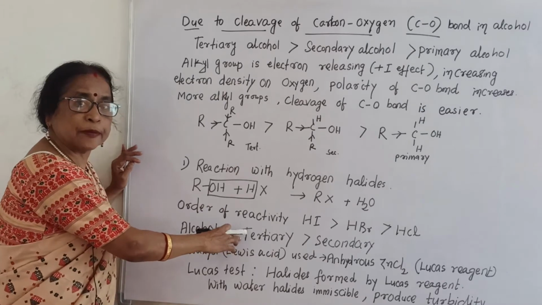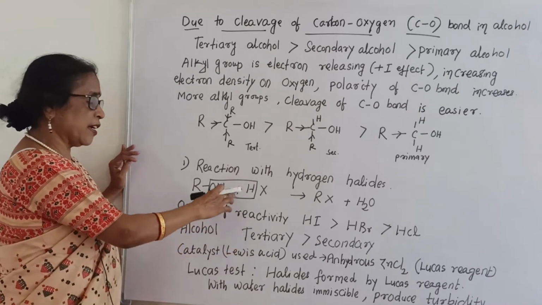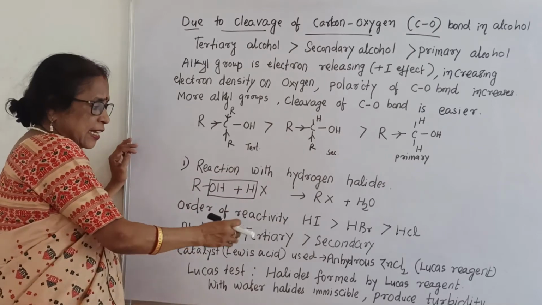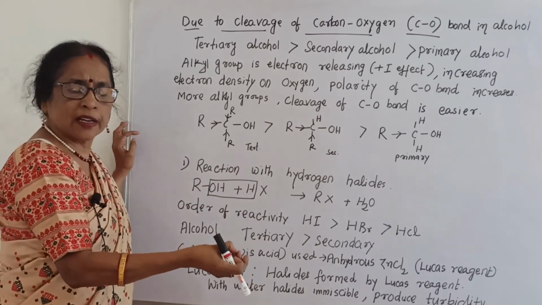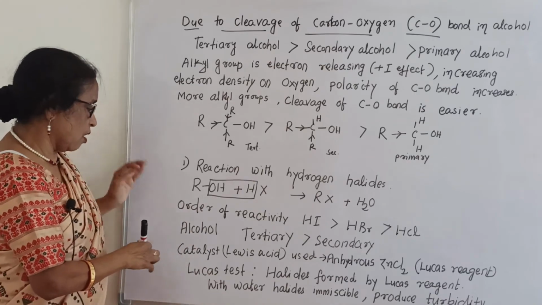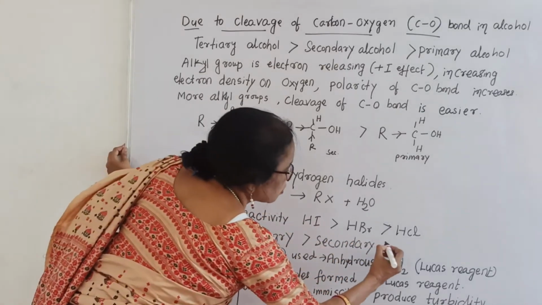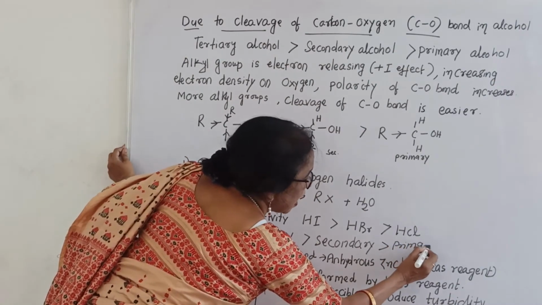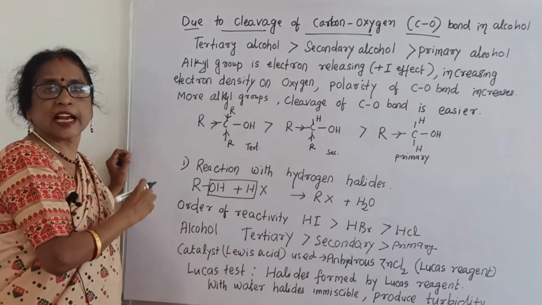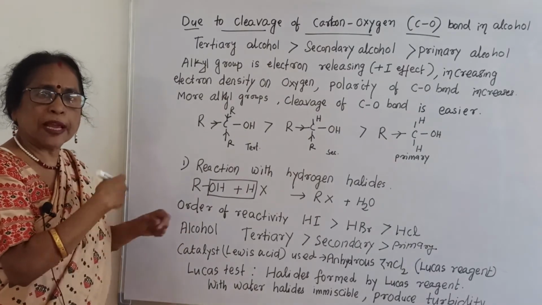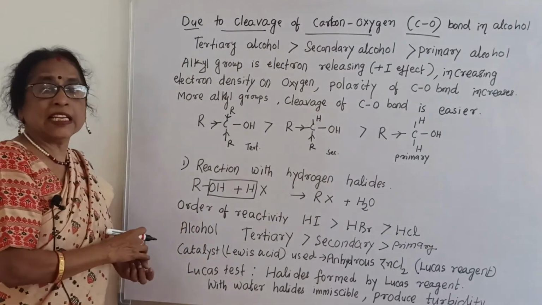Tertiary is more reactive. When a tertiary alcohol reacts with HX, the product forms immediately. For a secondary alcohol, some time is required, and for a primary alcohol, here you should write primary, alcohol is least reactive. Actually, what happens in this reaction: to make it more reactive, a catalyst is used.